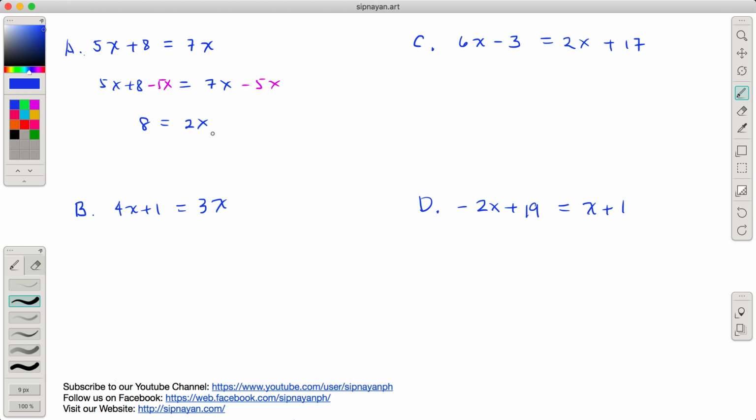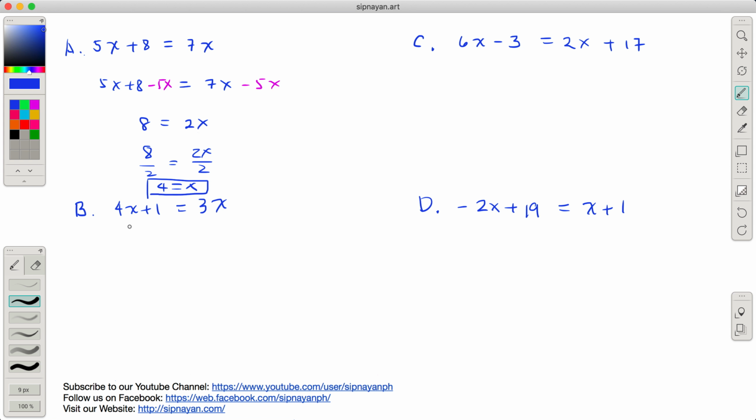And para makuha natin yung value ng x, we can divide both sides by 2. This is multiplication, so dapat matanggal yung 2 by division, by the opposite operation or the inverse operation na tinatawag. So 8 divided by 2 equals 2x divided by 2, which means that x equals, makakancel yan, x equals 4.